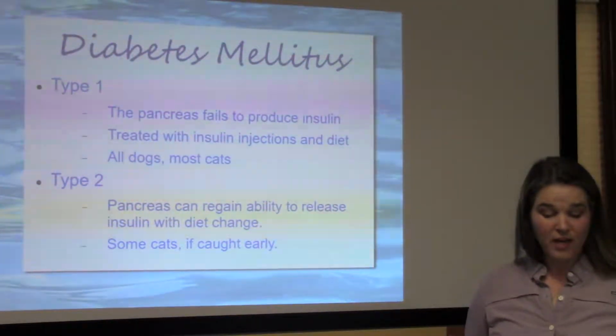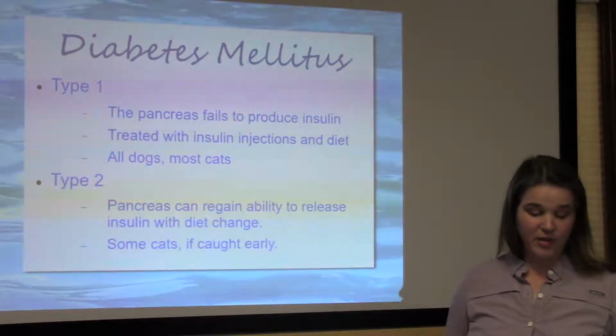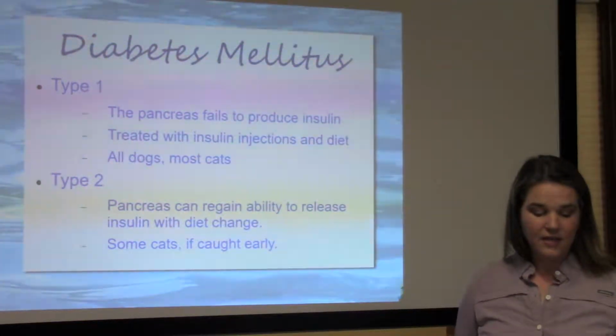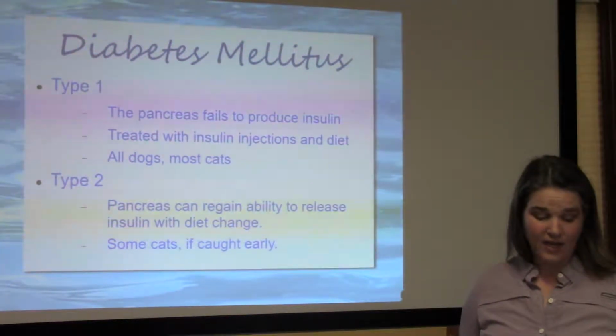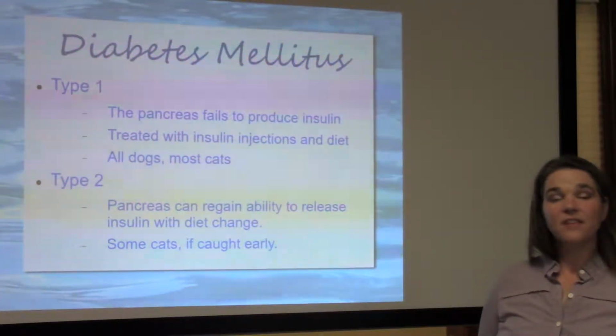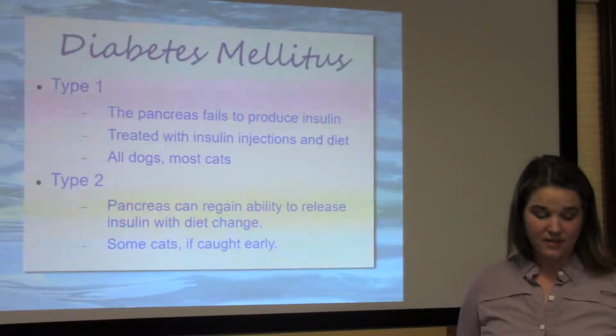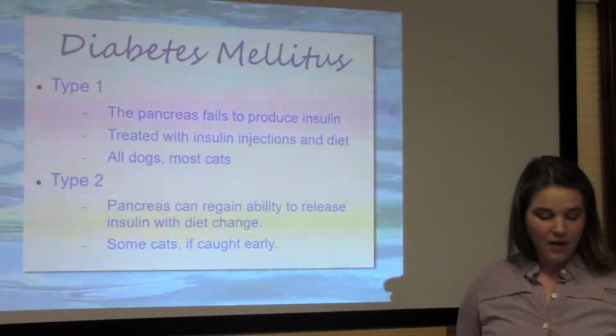In type 2, the pancreas can regain the ability to release insulin. It's more of an insulin resistance, and with dietary changes we can correct that. Some cats, if caught early in the disease process, do fit into this category.